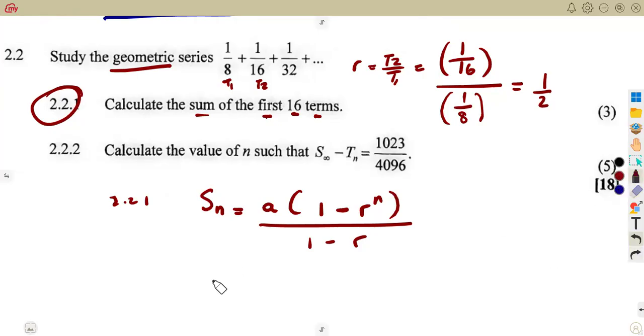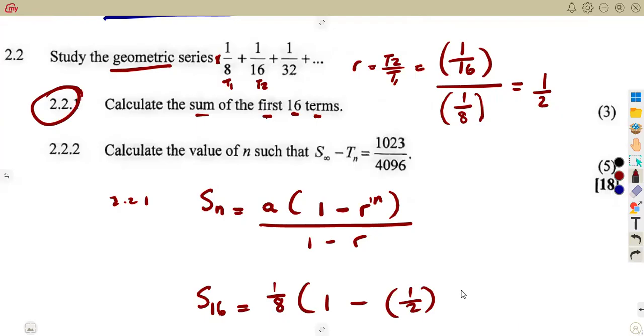All right, so we are given to calculate the sum of the first 16 terms. So the sum for the first 16 terms is equal to A being the first term, as we are given, that is 1/8 into 1 minus our R, which is the common ratio, that is 1/2, raised to the exponent of what?